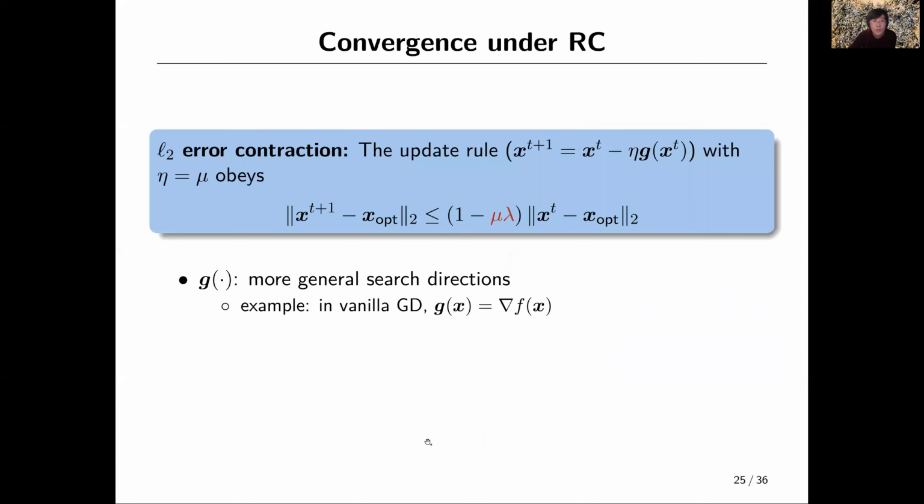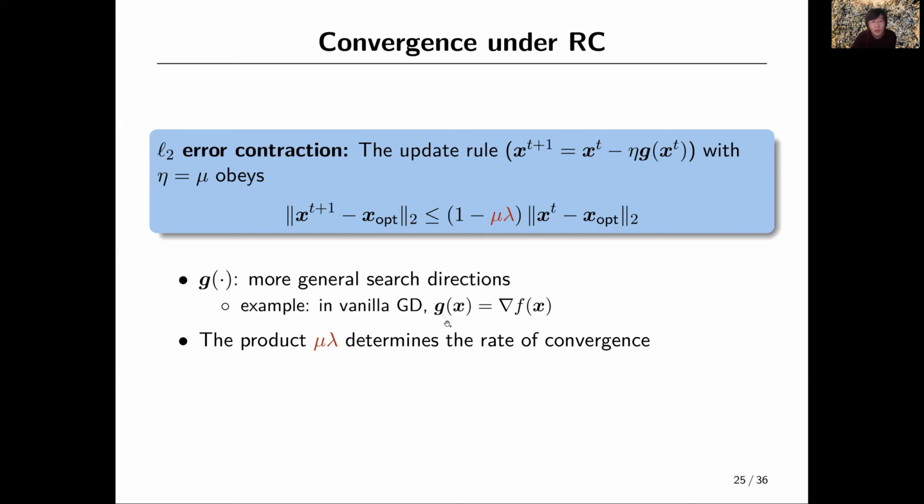Okay. Now, with this regularity condition, we can get a very similar contraction rate for the gradient descent type update, where we are updating in the negative direction of this vector g. The convergence rate is determined by the product of the parameters mu and lambda. I want you to think of this search direction g as something more general. If you are doing vanilla gradient descent, then g is the gradient. But more generally, this applies to problems where g can be more general than just the gradient, for example in a non-smooth problem, it can be the subgradient, and sometimes even more general.